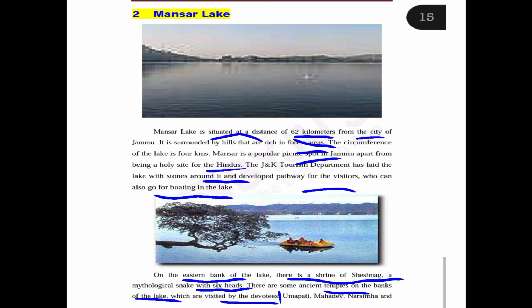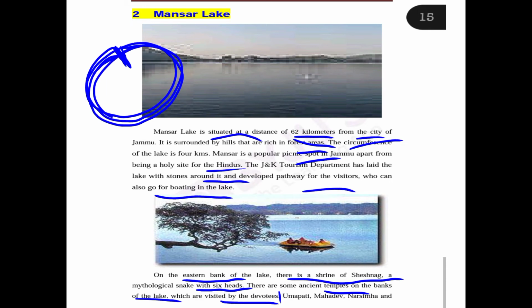The circumference of the lake is 4 kilometers. So the circumference means the distance around its circle. For example, this is Mansar Lake, starting from this point, if you go around and reach this point again, this is called the circumference of the lake. This circumference of the lake is 4 kms. Kms means kilometers.